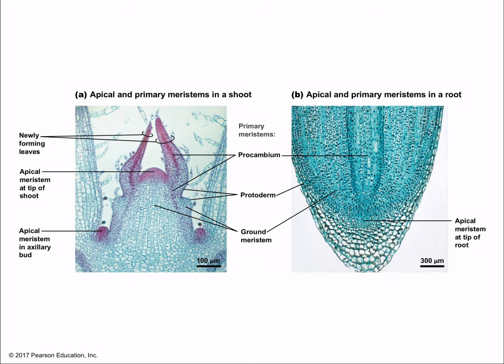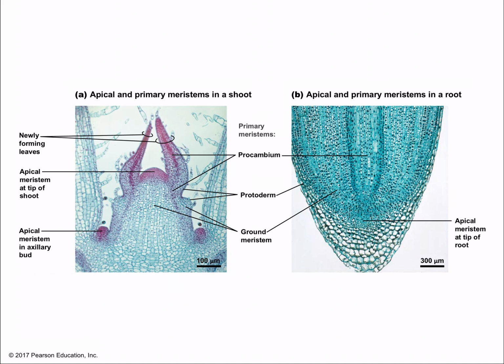Right. So here we're looking at left and right. In A, we're looking at apical and primary meristems in a shoot. So this is going to be how the shoots grow. And then here you're looking at the apical and the primary meristems in a root. This is probably the one that you looked at if you've done this lab before. And if you zoom in and look at these cells here in the apical meristem, these are going to be all in the various stages of mitosis.